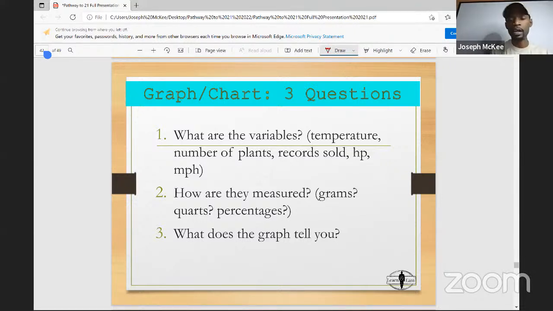Then number 2, how are they measured? Are they measured in grams, quarts, or percentages? And then number 3, what is the graph trying to tell you? You've got to be able to look at this graph and interpret and decide, what is it telling you? Is it telling you something is increasing as another variable decreases? Is it telling you that something stays the same? You've got to be able to interpret what that graph is telling you.